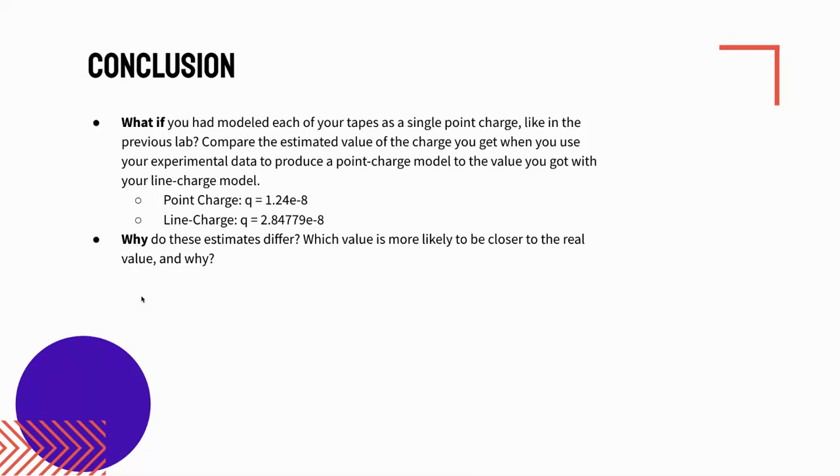In conclusion, if I modeled my tapes as single point charges, I would have found the charge to be the same as my earlier calculations, 1.24 times 10 to the negative 8 coulombs. This is less than the charge I got with my line charge model, which I found to be 2.85 times 10 to the negative 8 coulombs. These estimates differ because a distributed charge behaves differently from a concentrated charge at a singular point. The line charge estimate is likely more accurate because a charged piece of tape does not in reality have all its charge located at a singular point.